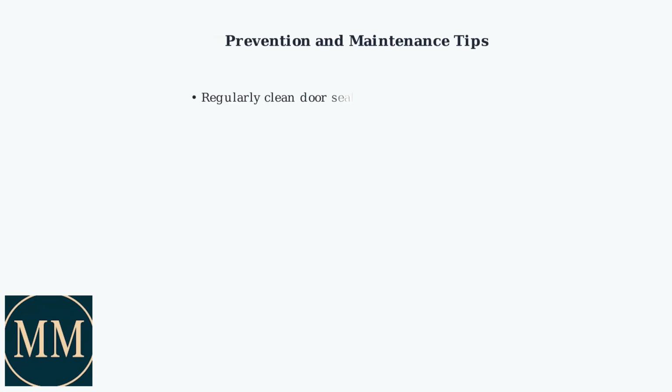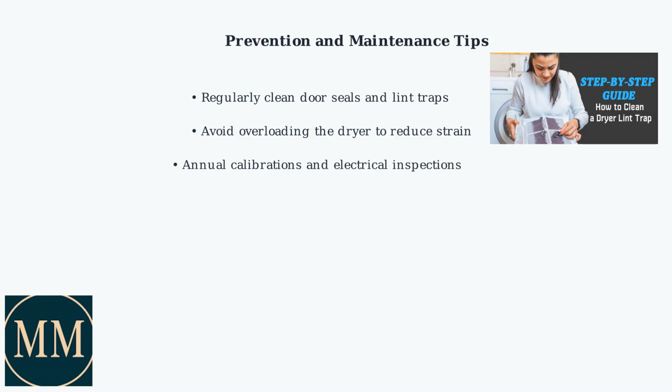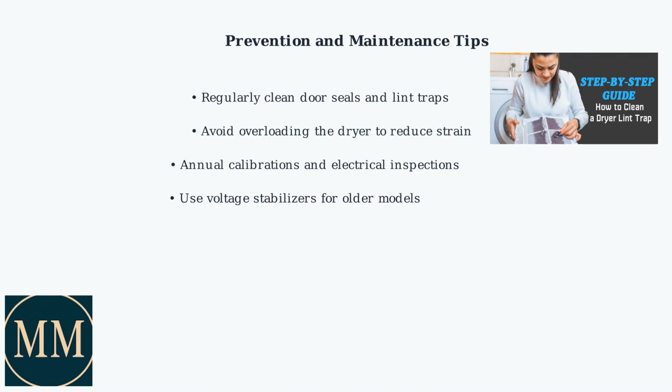Prevent future D16 errors by regularly cleaning door seals and lint traps. Avoid overloading the dryer to reduce strain on the door mechanism. For commercial settings, consider annual calibrations and electrical inspections to maintain optimal performance and prevent cascading failures. Also, voltage stabilizers can help mitigate errors in older models.